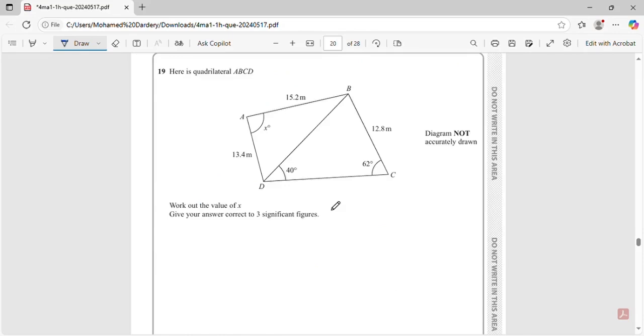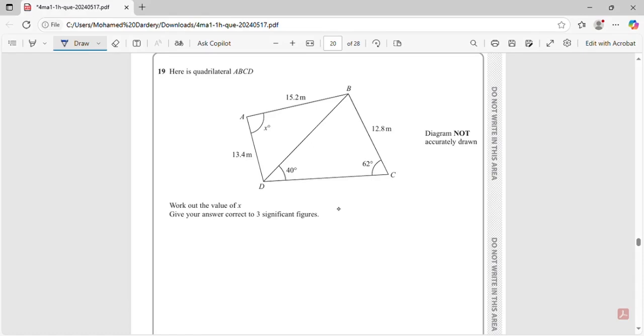Question 19, he asked me to work out the value of x. So to work out the value of x, we have to use two types of rules. We have the sine rule, and we can apply the sine rule only if we have a side and the opposite angle. And here in this situation, I don't have any side and opposite angle in triangle ABD. Or I can use the cosine rule if I have three sides or two sides and the included angle, which I don't have any one of them.